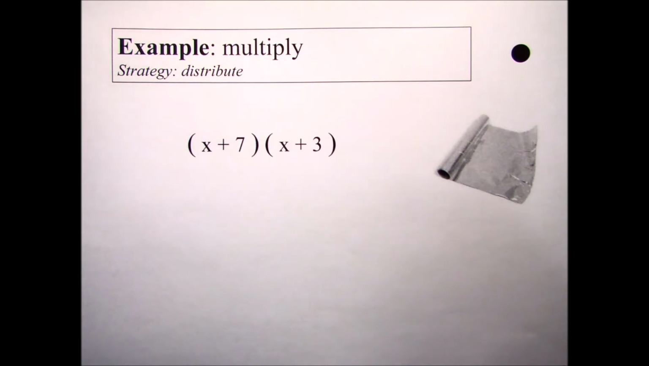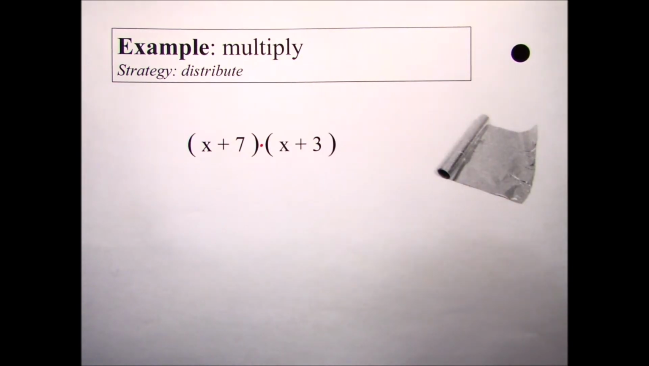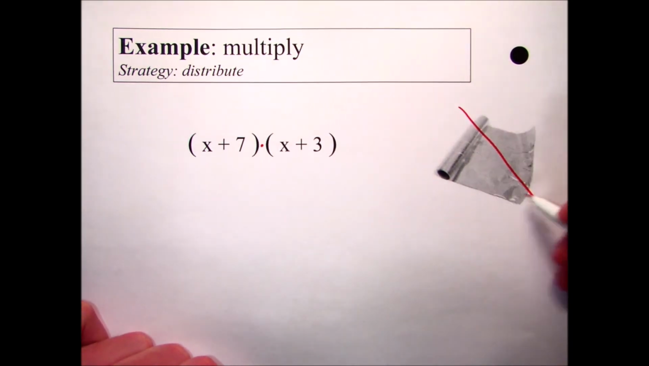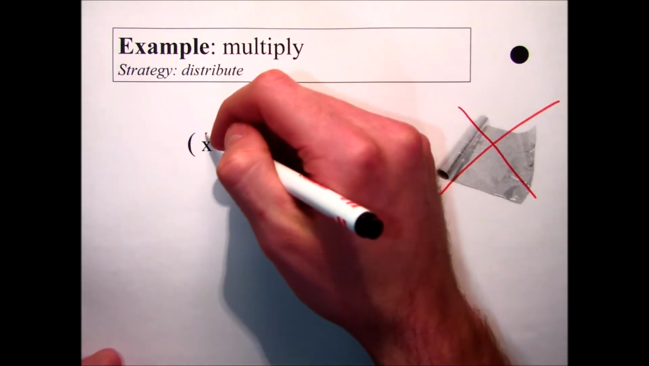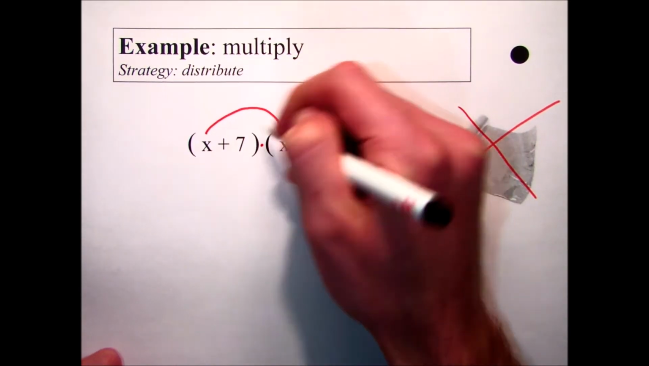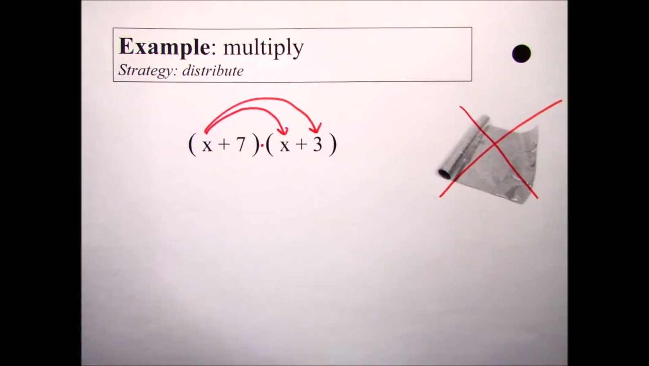Next, we will multiply a binomial with another binomial. Our strategy is going to be to distribute. I know some people call this method the FOIL method, but try to avoid using that because it doesn't apply in all situations. So what we will do first is distribute the x term. I'm going to do a few steps in between, but feel free to skip them in the future.